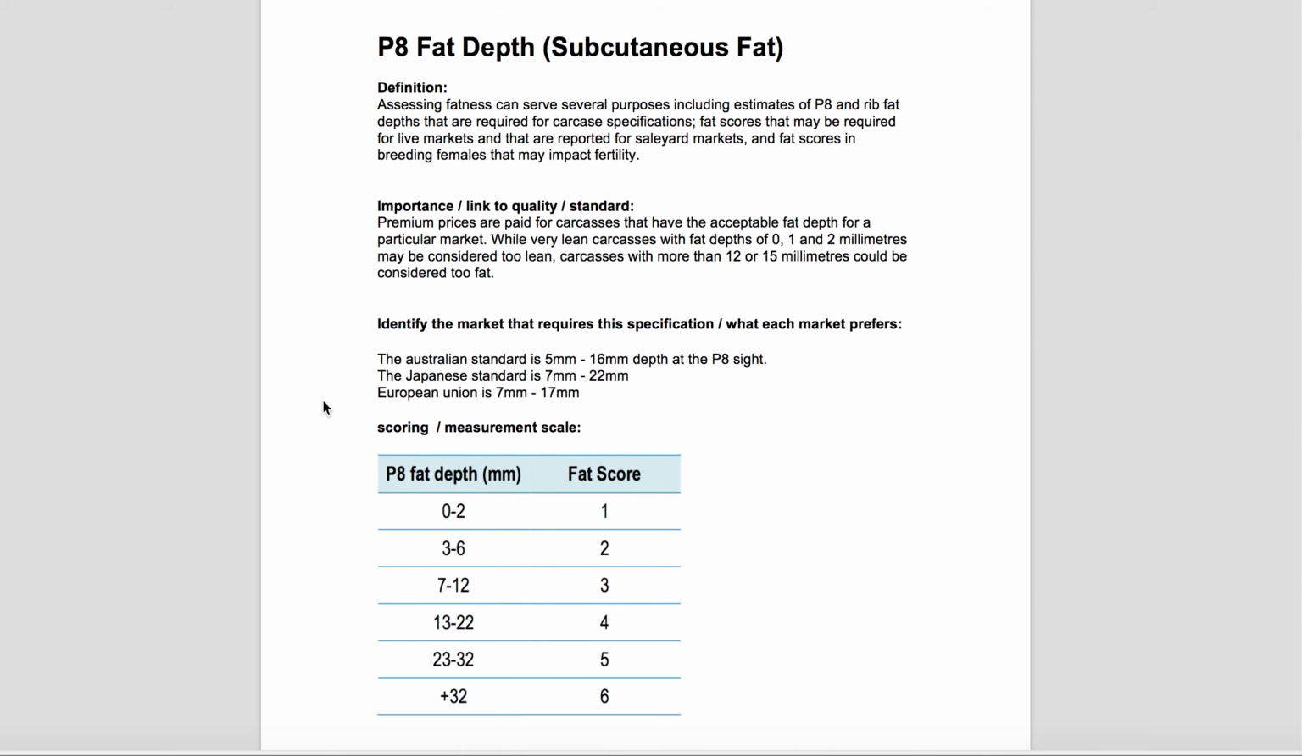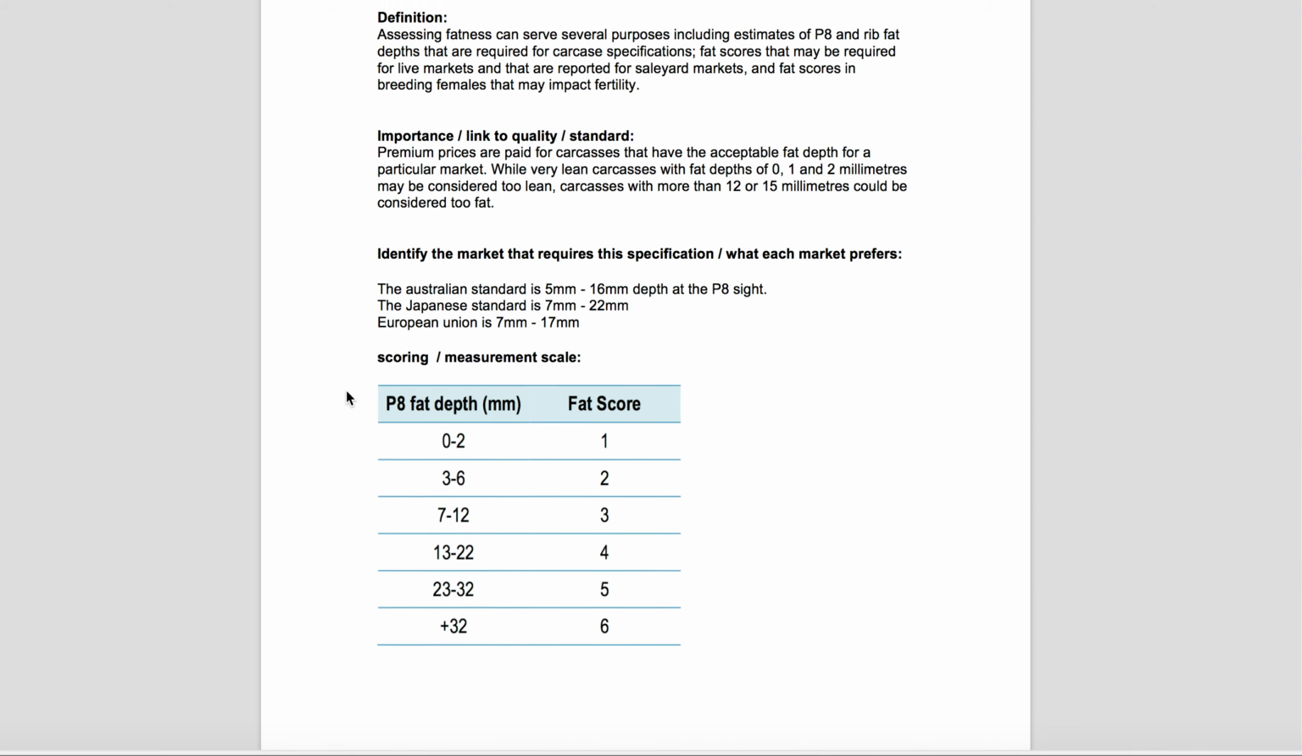But fat depth is basically a measure of the subcutaneous fat, which means under the skin. So different markets prefer different depths. And so here we have a fat depth, and the fat depth relates to a score. So this is a fat score, and each fat score has its own depth. So for example, the Australian market likes, as I said, leaner animals, so 5 to 16 millimeters at the P8 site. The Japanese standard is much higher, so a higher fat score, because they are marbled, so they require a much larger amount of fat, generally the ones we send.